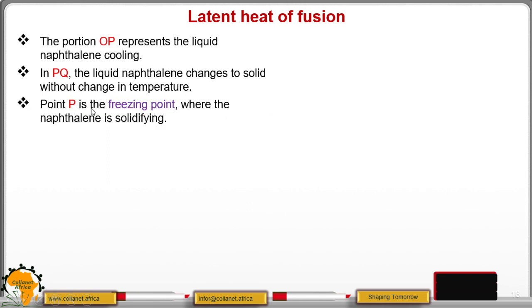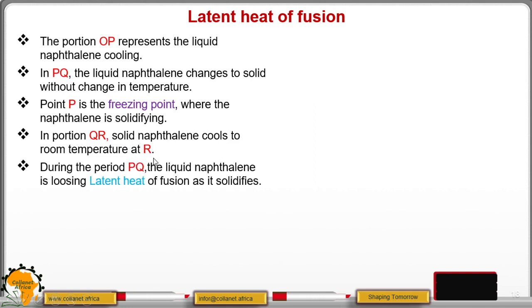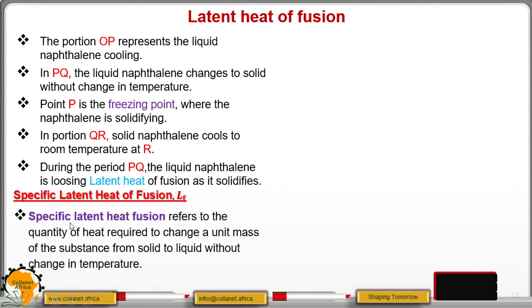At that particular point, we call it the freezing point, where the naphthalene is solidifying. In portion QR, solid naphthalene cools to room temperature at R. And during the period PQ, the liquid naphthalene is losing latent heat of fusion as it solidifies. We call it a freezing point because the energy is being lost, and that energy is what we call the latent heat of fusion. Then from there we can look at specific latent heat of fusion.